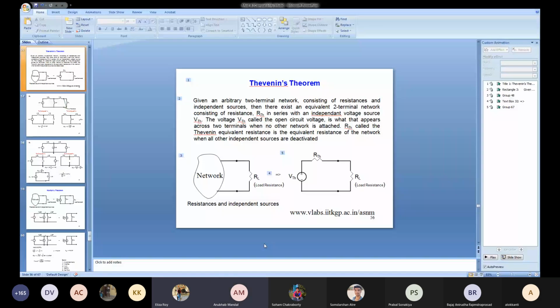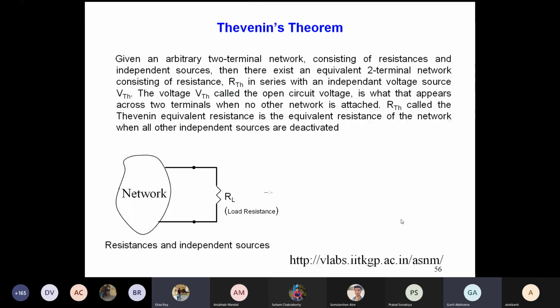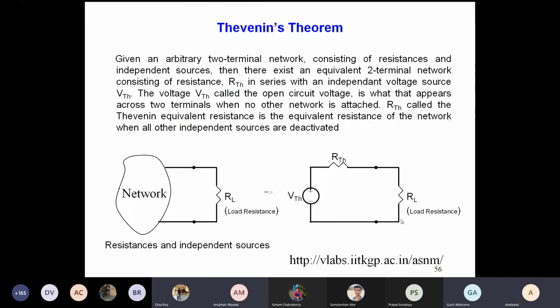Check this. Sir, can you give an example for Thevenin's theorem? Obviously, I will give you an example. What is your name? Abhiram. Abhiram, there will be a lot of examples. A lot of numericals are going to come. But just check whether this link is working or not. It is working.